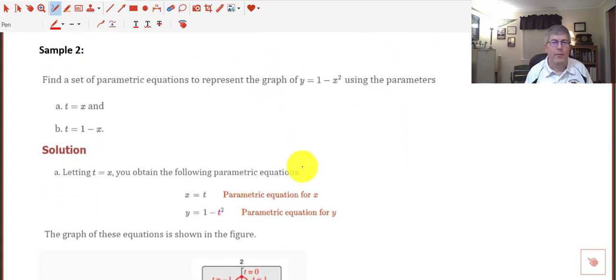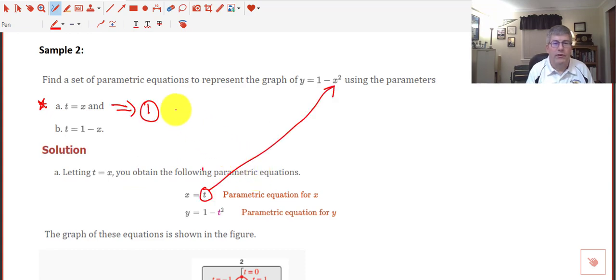Actually, this is two sample problems here. We're going to do a sample A, and then we're going to do a sample B. So find a set of parametric equations to represent the graph of y equals 1 minus x squared using first t equals x, and then we'll repeat the process with t equals 1 minus x. Letting t equals x, we can obtain the following parametric equations.